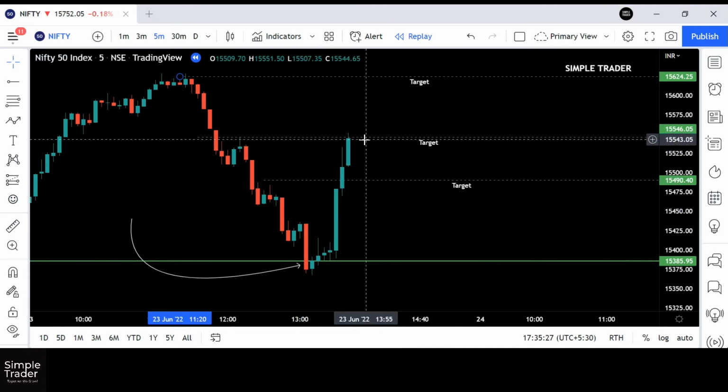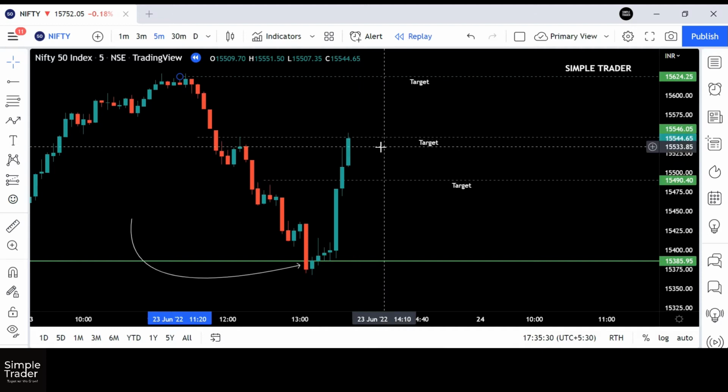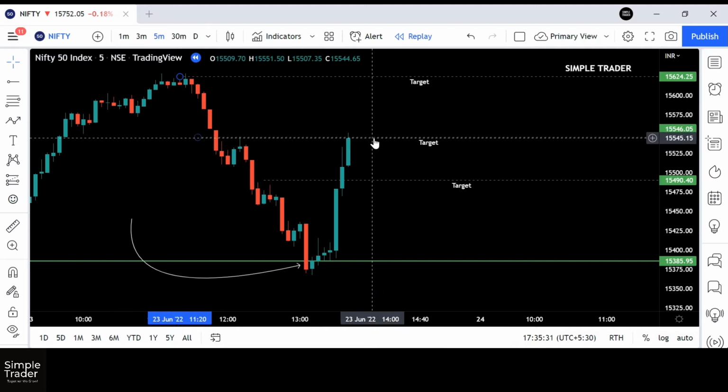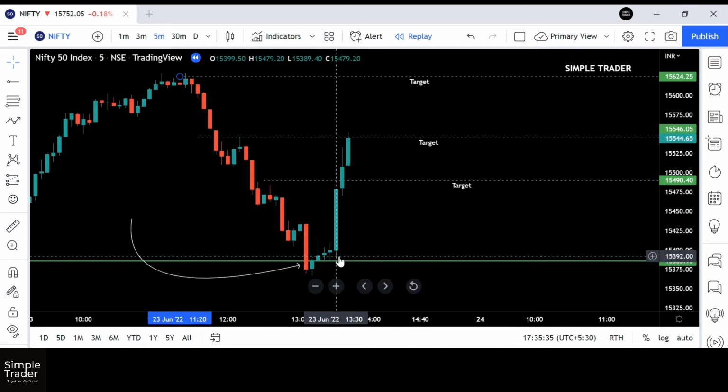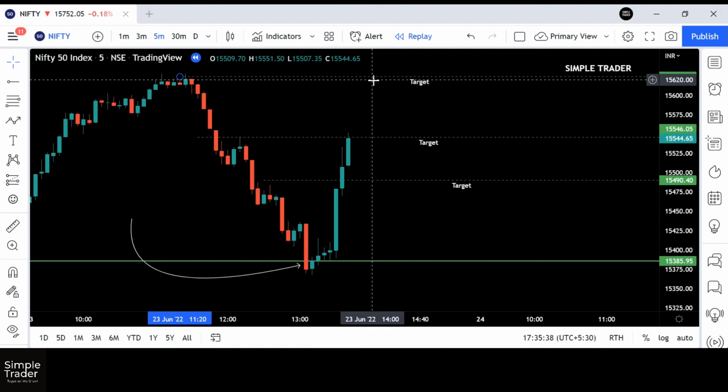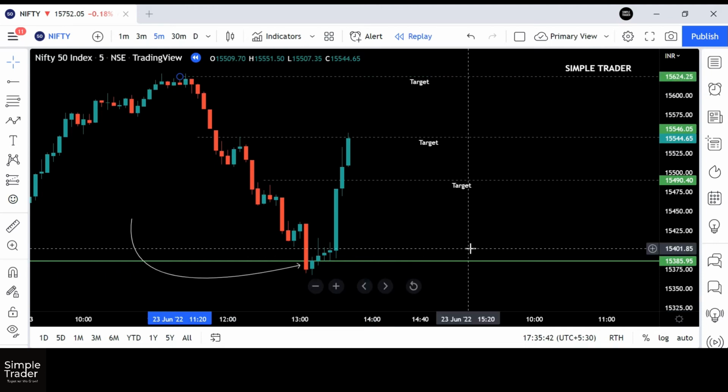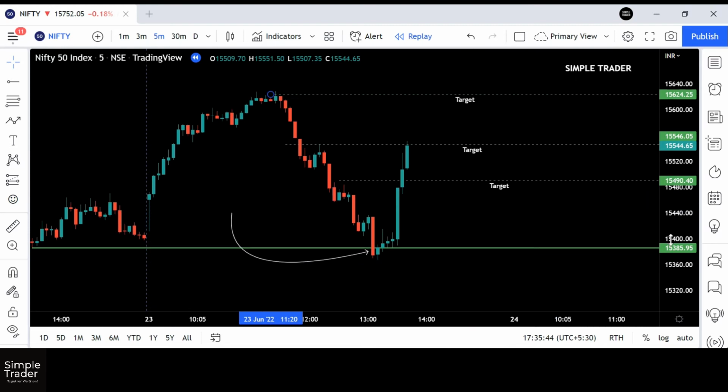So we'll book our 50% position at this point, 20% position at this point, and for the remaining position we'll keep our SL at cost, and expect price to go to the next target. This is how you have to trade in your intraday.